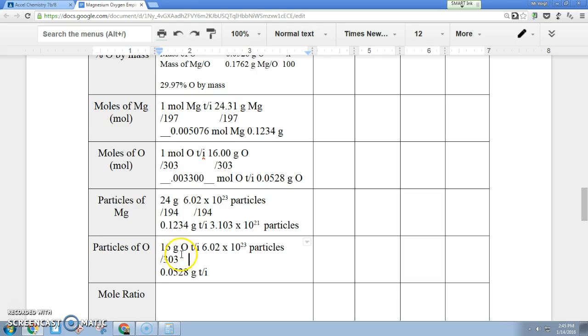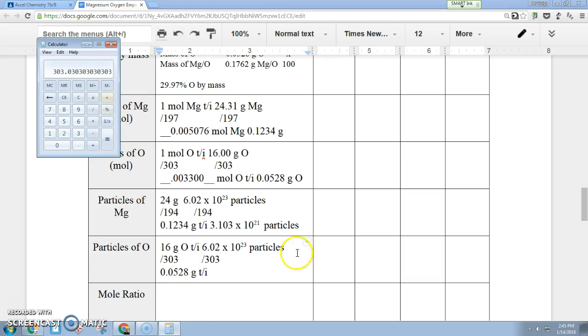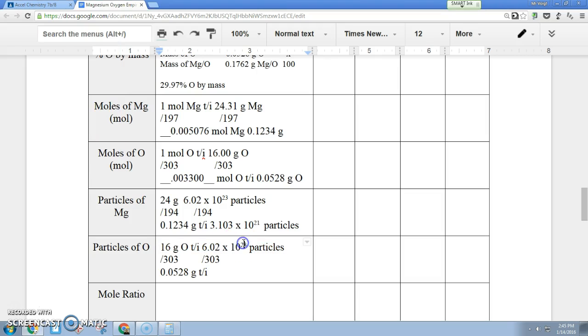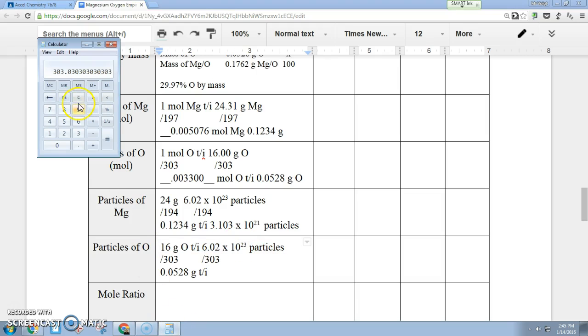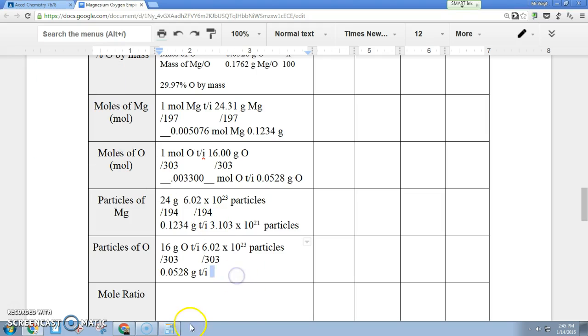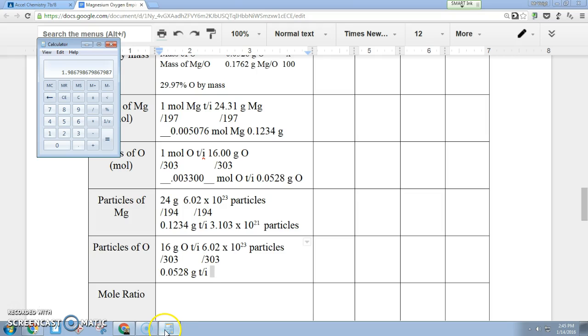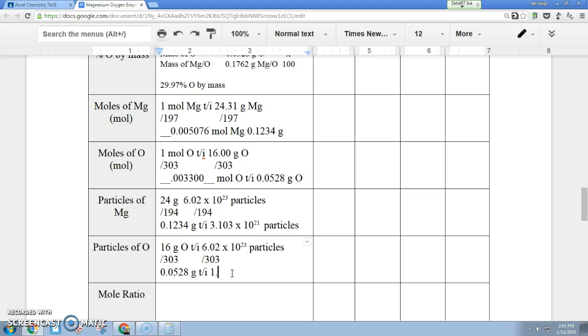And that means I would divide this one by 303. I'm going to do the same trick that I did there before and take 2 tens out of here. Make this 602 times 10 to the 21st. So 602 divided by 303 gets me 1.987 once I round it. 1.987 times 10 to the 21st particles.